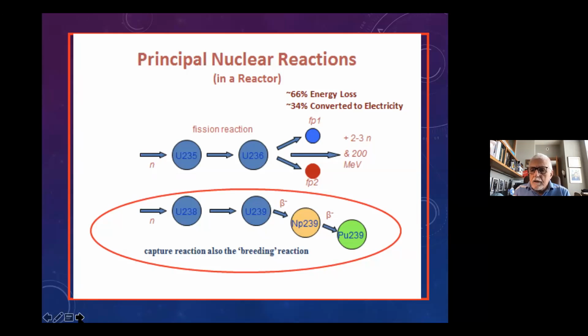It's 238 in that bottom equation. So anyway, a neutron strikes the U-235, and so we've added a neutron, and it makes it uranium-236.